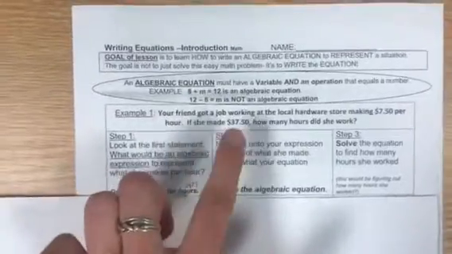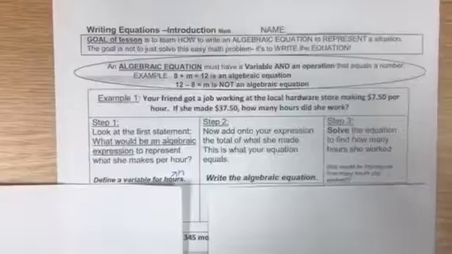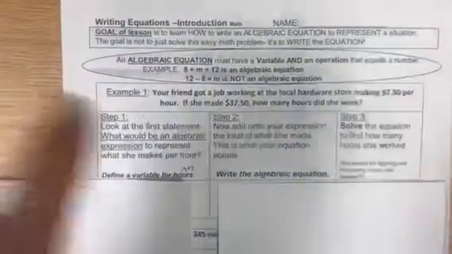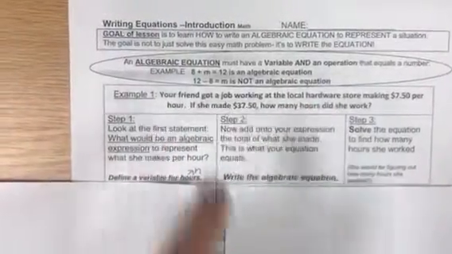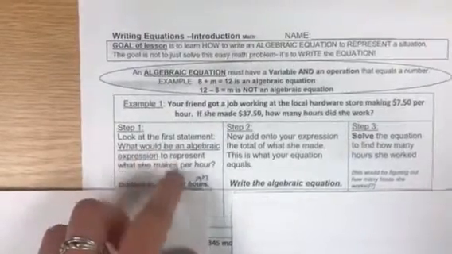So here's my example. Your friend got a job working at a local hardware store making $7.50 per hour. She makes $37.50. How many hours did she work? So step one, we're going to look at the first statement. So first sentence, she got a job making $7.50 per hour. We want to think of an expression to represent what she makes per hour.